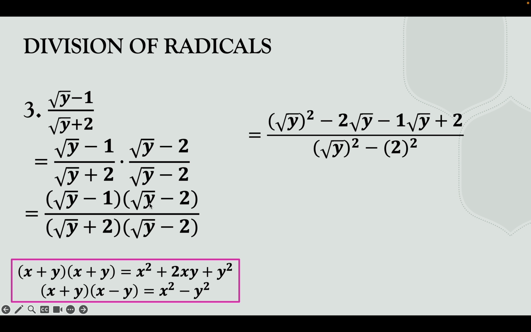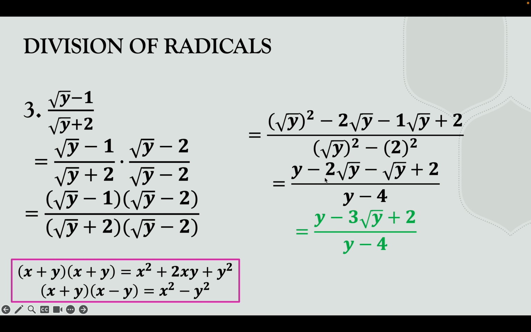Negative 1 times square root of y gives negative 1 square root of y. And then negative 1 times negative 2 is positive 2. And then in the denominator, the difference of squares of binomial, so we have square root of y squared minus 2 squared. Simplifying, square root of y squared is y, and then minus 2 raised to 2 is 4. Since we have like radicals, negative 2 square root of y minus 1 square root of y gives negative 3 square root of y plus 2, over y minus 4.